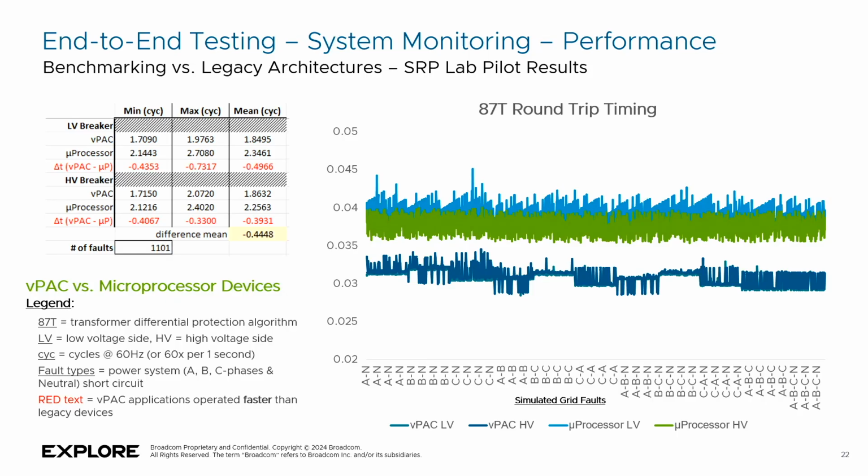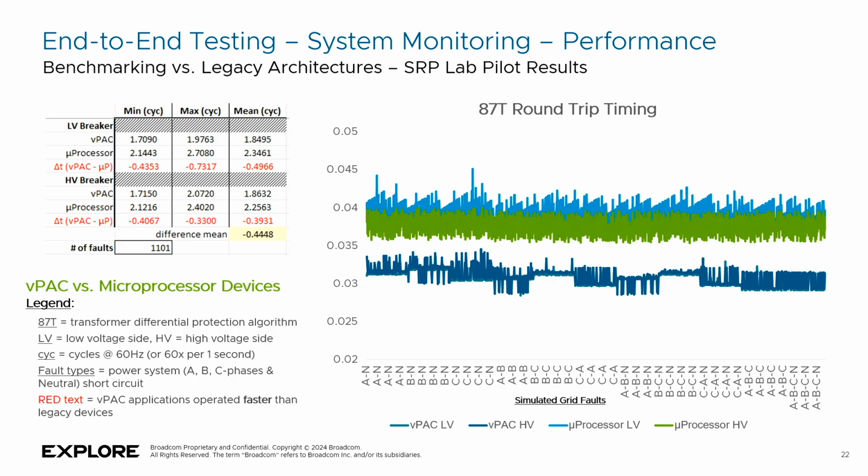But what we found, and to be fair, we use microprocessor relays that most of North America uses. I'm not gonna say any brand names, but they were first released maybe 10 years ago. So the hardware's a little bit old, but they're expected to operate fast. They were purpose-built. They have FPGAs for hardware acceleration, right? So let me explain the results here then.